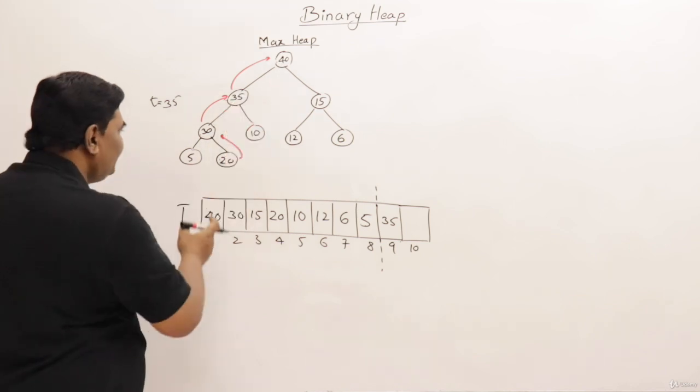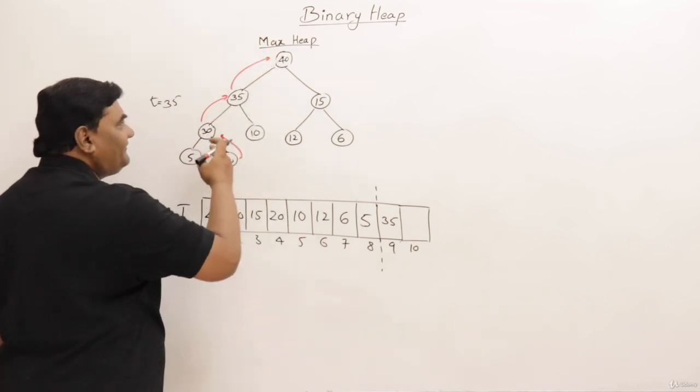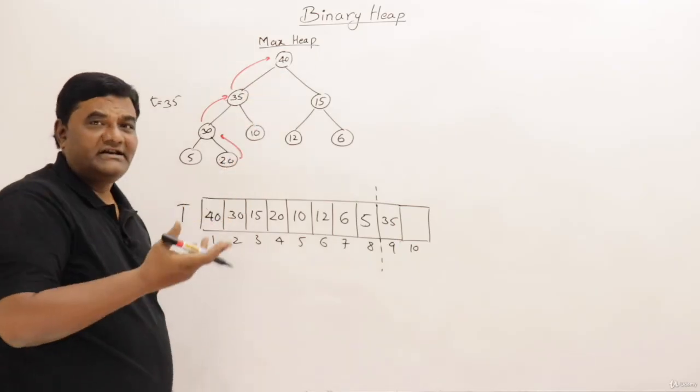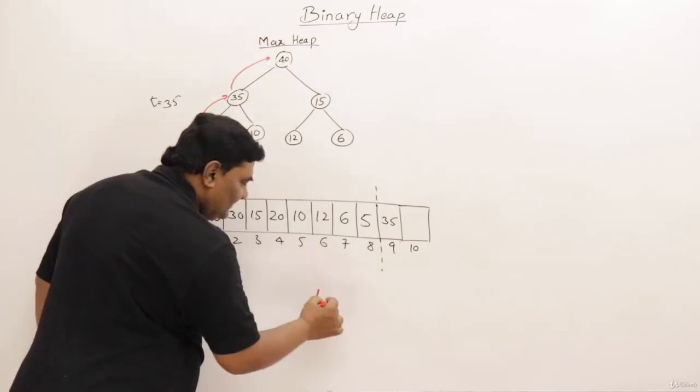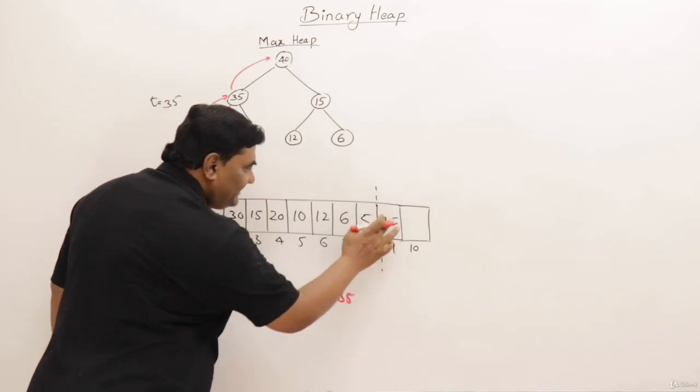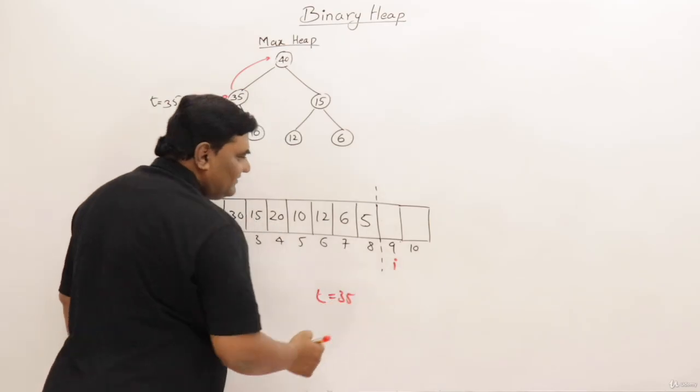Copy 35. So insert an element in the next complete binary tree position, compare with the parent and with the ancestors, and try to rearrange the elements. The procedure is very simple. Let us do it in an array. The element is 35. Take it here and start I from here.